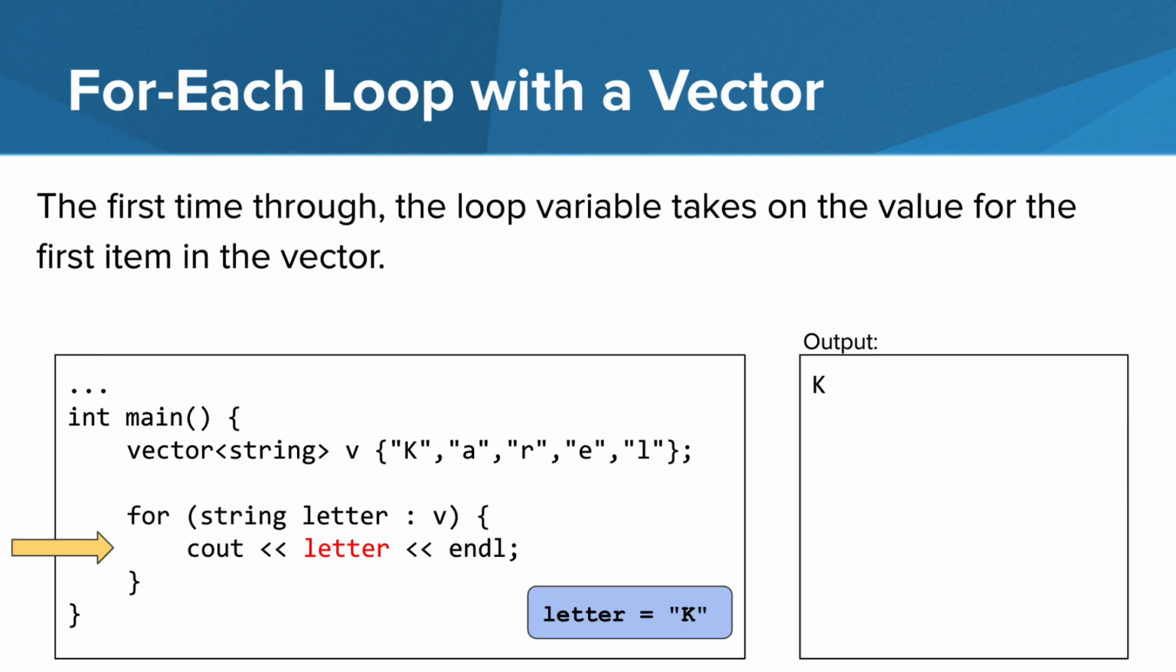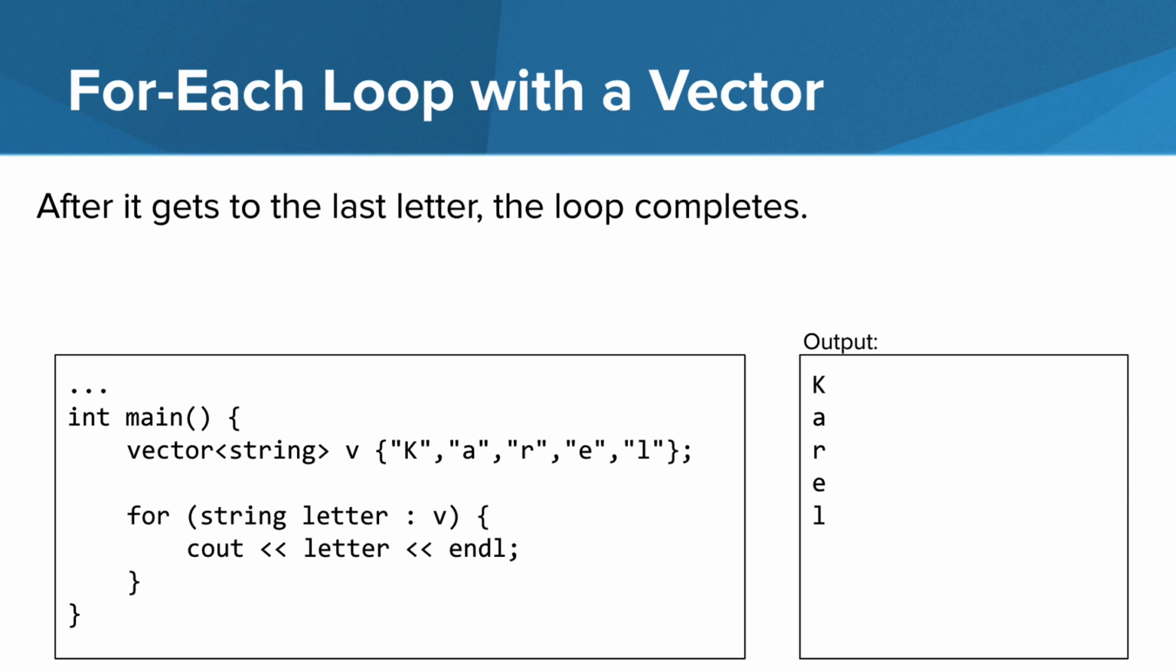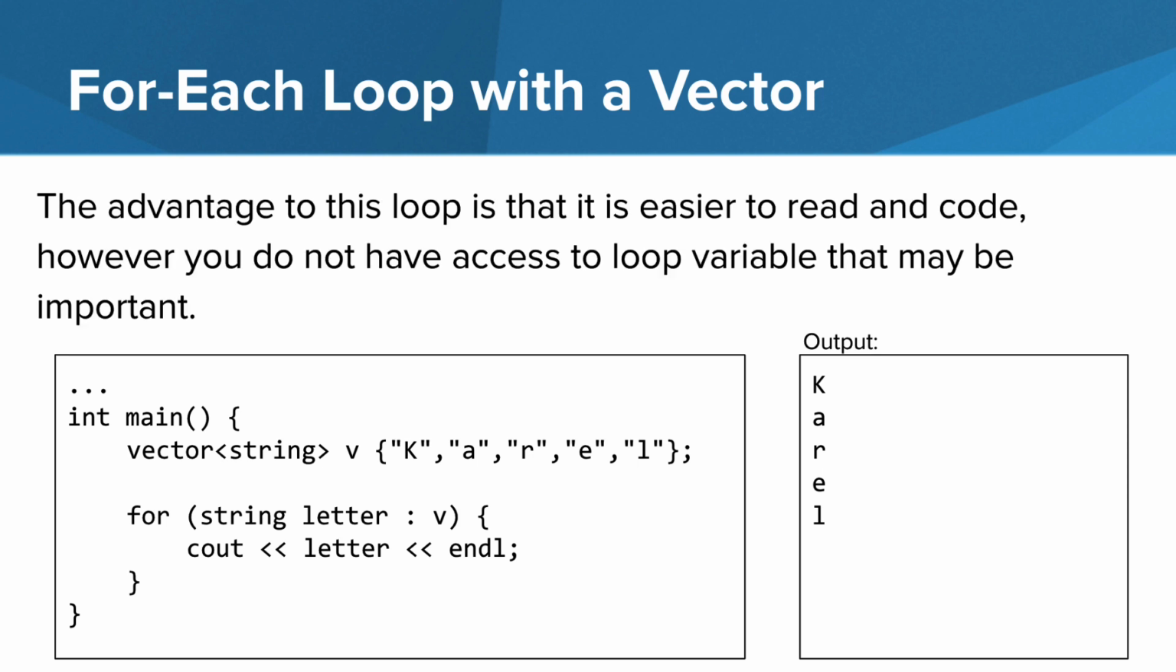Inside the loop block, you use that variable just like any other. There is no need to reference an index value. As the loop progresses, the variable takes on a new value. One by one, you iterate through the list until you finally get to the last letter. Once you are through all the letters, the loop is complete and the program continues.